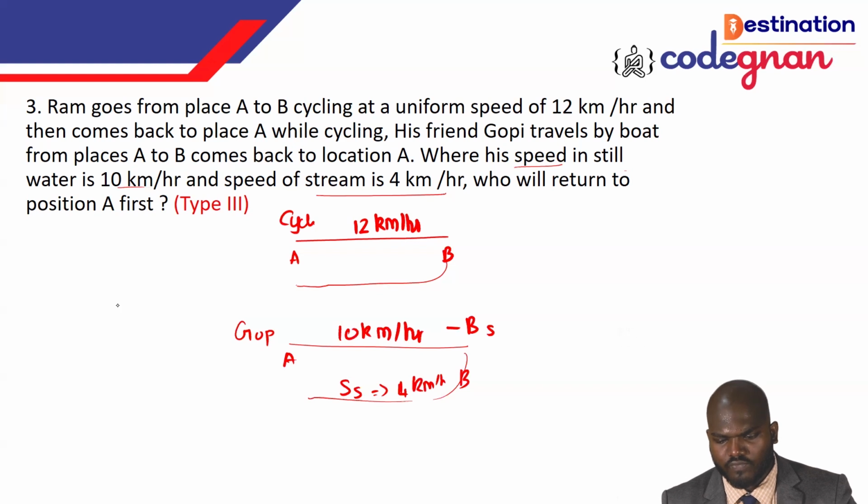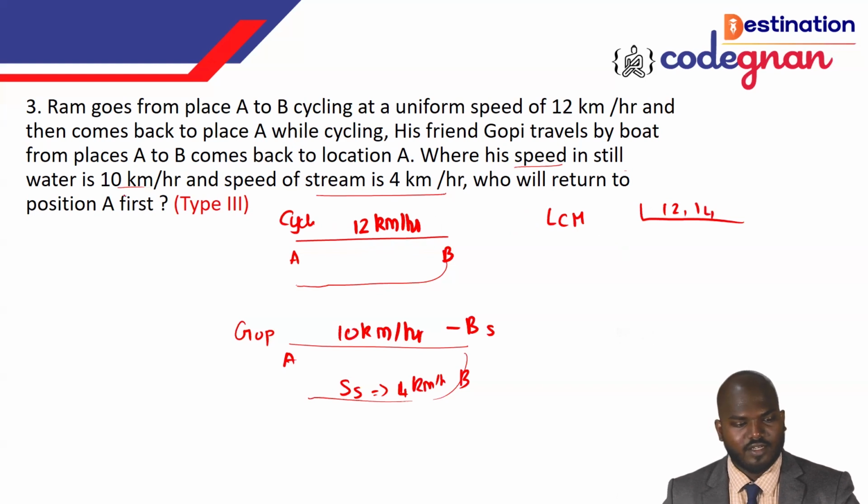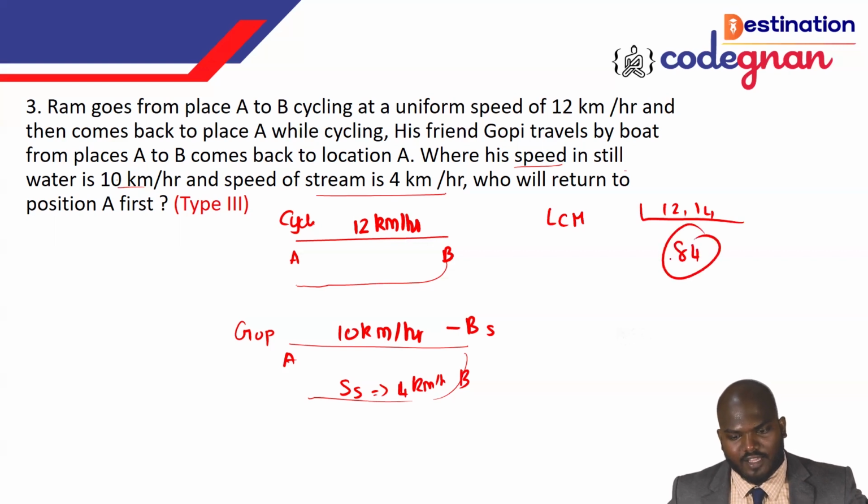So how can we find this value? Just take one thing, guys. This is not the easiest one, but it is easy, only a little bit confusing. I'm going to take the LCM of 12 and 14. 14 means 10 plus 4, the speed of the boat plus the speed of the stream. Taking the LCM of 12 and 14, it gives the value 84.